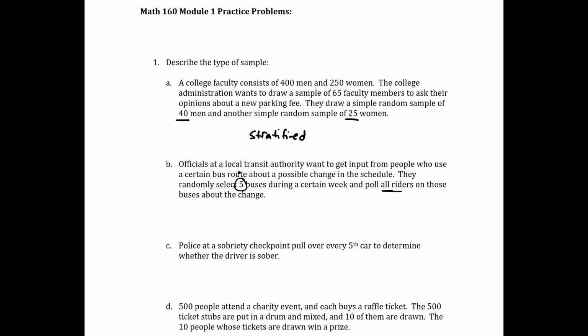And so to contrast this with Part A, where we saw some people were being sampled from all groups, now we have all people being sampled from some groups. This is a cluster sample. Part C, police at a sobriety checkpoint pull over every 5th car to determine whether the driver is sober. There's a system to this method, and that makes this a systematic sample.